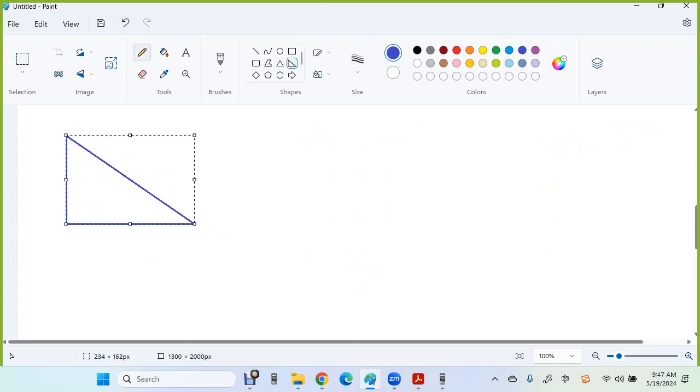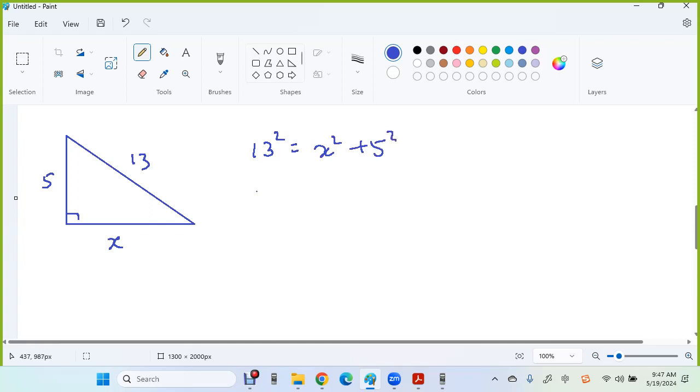Next, if we have 5 and 13 here, we want to find the value of x. We know that 13 squared will be x squared plus 5 squared. So 169 minus 25 will be x squared. Then x squared will be 144. So x will be the square root of 144, which is 12.